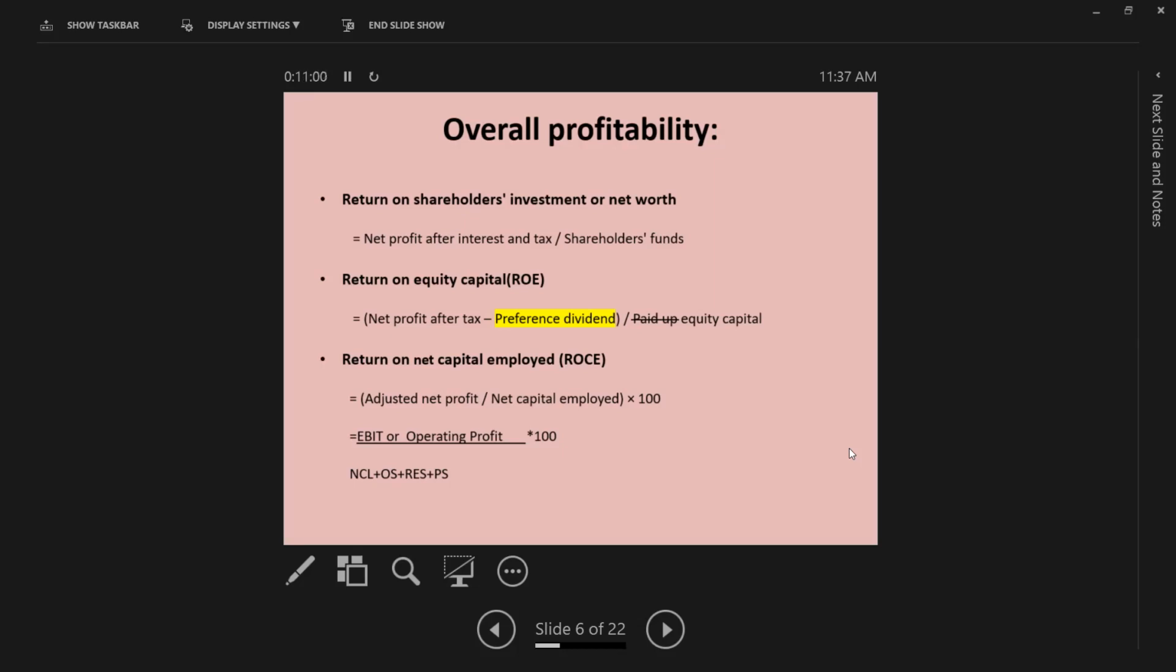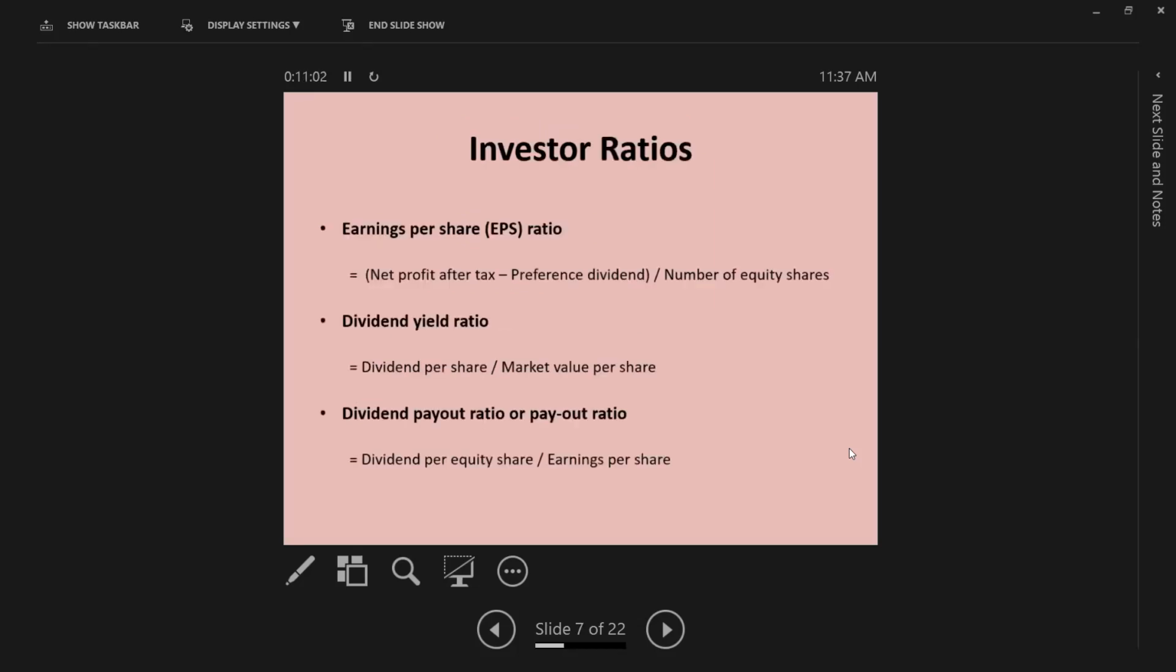Then I'm going to move into the investor ratios. In the investor ratios, we are going to see the investors' faith in the particular company. So we can get the EPS ratio. In the EPS, we are going to take the net profit after tax minus the preference dividend. Then we divide it by the number of equity shares.